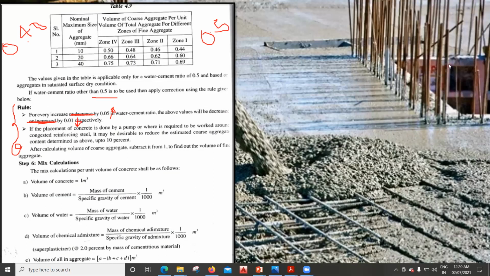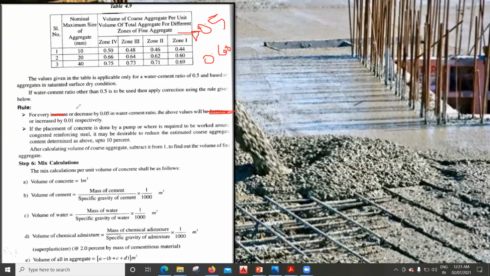Now the other way of understanding is to take out this increase and this decrease here. Now for every decrease by 0.05 in the water cement ratio, how do you understand this? This entire table is made for 0.5 water cement ratio. Let us say I have taken a water cement ratio of 0.6. That means from 0.5 it has gone to 0.6, so it is an increase for me. So I understand in the first way: for every increase in the water cement ratio of 0.05, the above value should be reduced by 0.01.